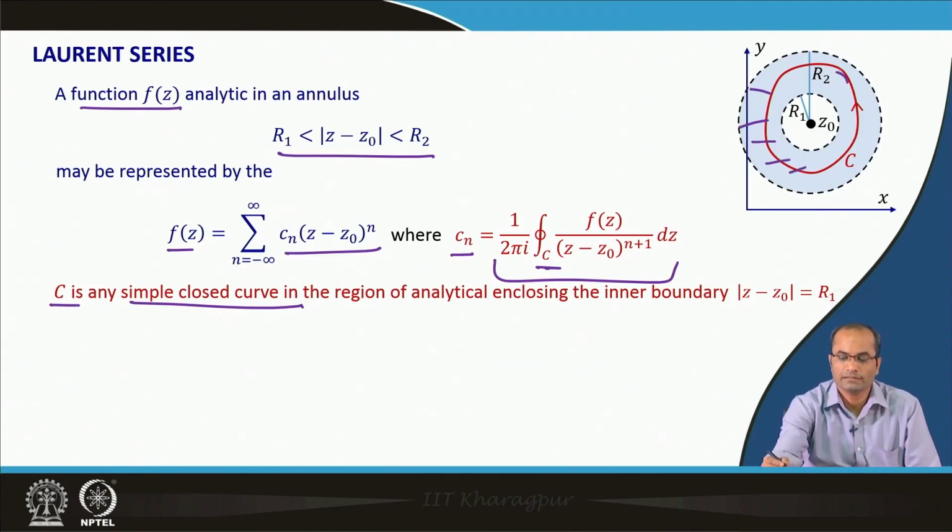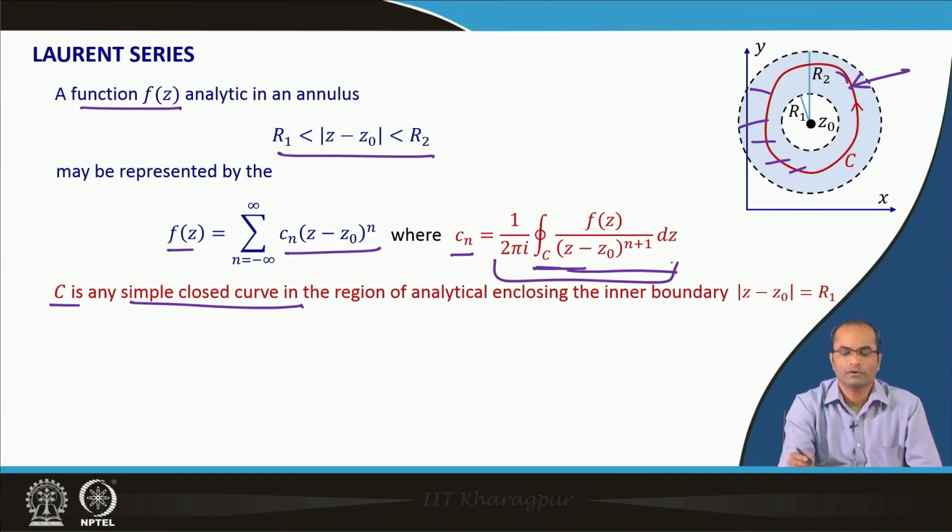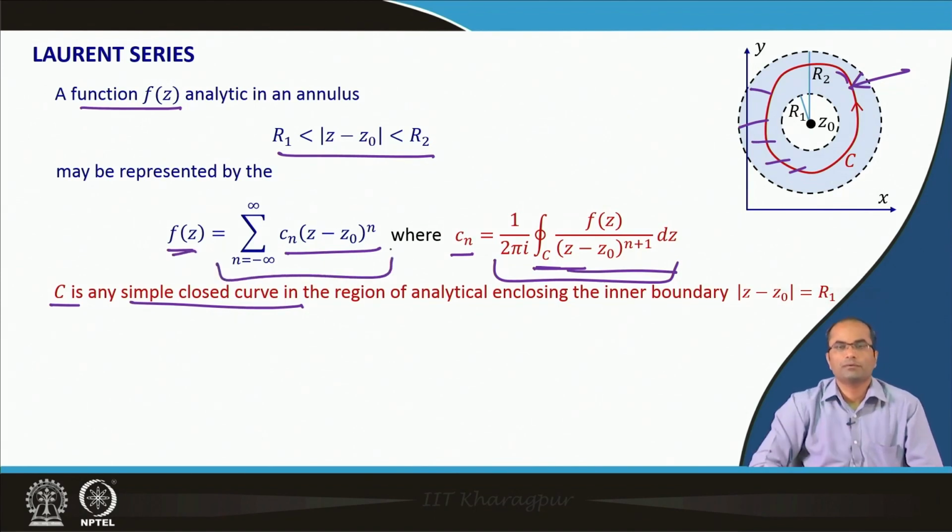So, we have this region where the function is analytic. We can take any circle which encloses the inner boundary, and of course lies in this domain where the function is analytic. So, we can do this integration on any curve, and then this f(z) can be written with the help of this power series representation.